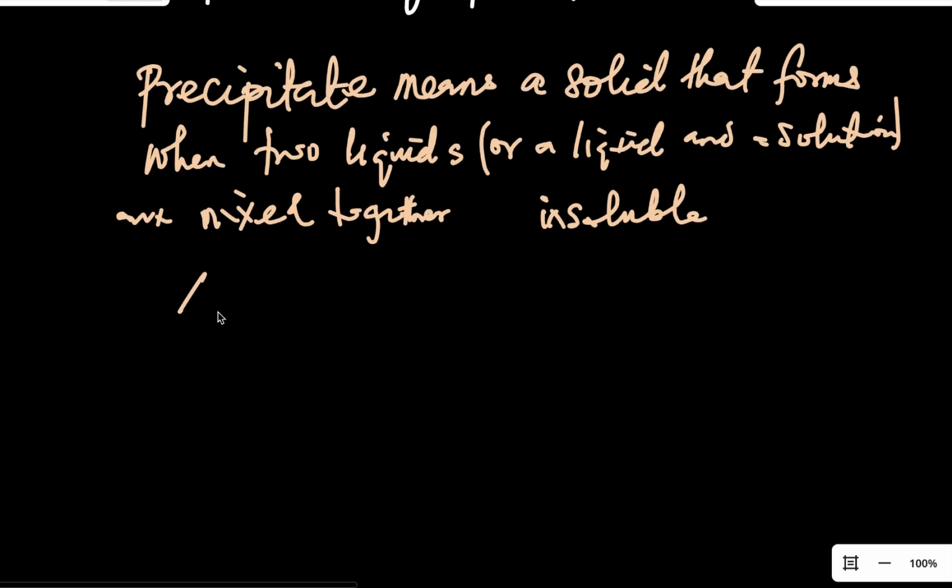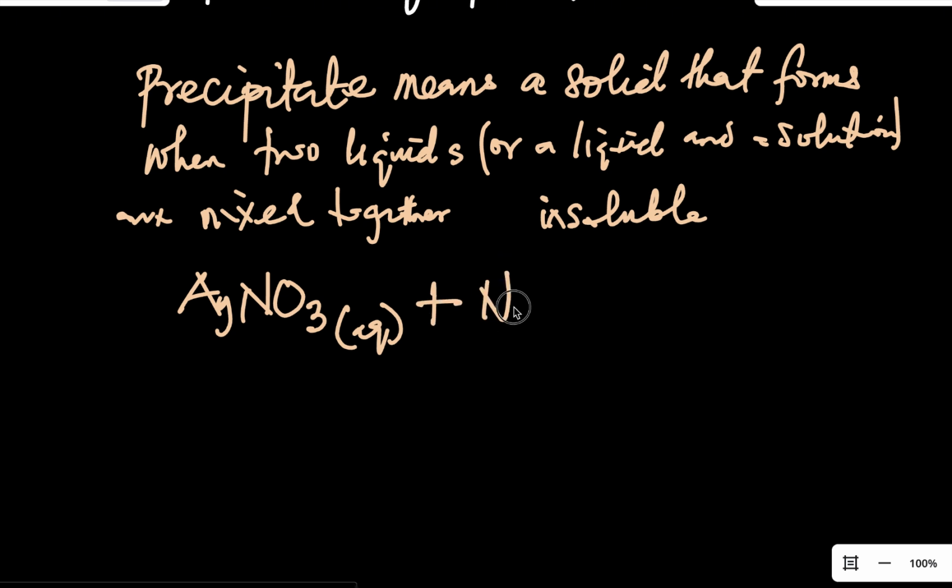For example, if I use silver, Ag, isn't it? Chemistry student, are you there with me? So if you have silver nitrate, AgNO3, which is an aqueous solution in this particular case, and it reacts with, let's say, sodium chloride solution, NaCl. What happened to it? This is also an aqueous solution.